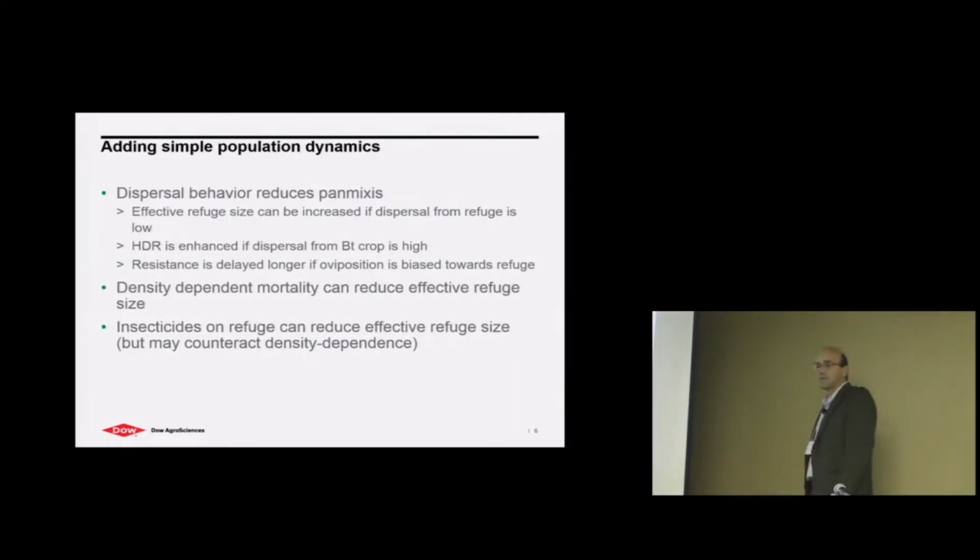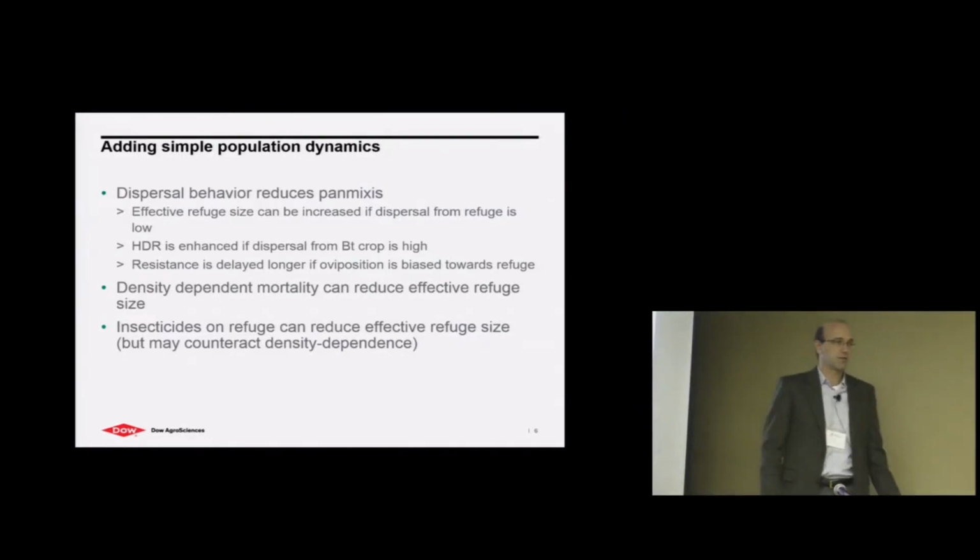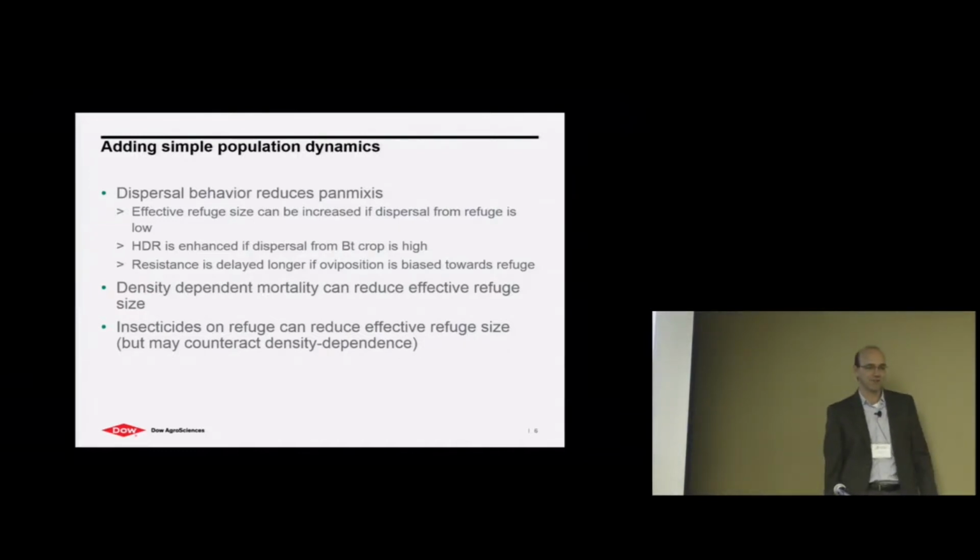So we learned all that from those simple models. And then we started to ask more interesting questions, and these are the questions I think we've been talking through this morning. Insect behavior, dispersal behavior. So this panmixis is not true. Exactly how does mating and oviposition affect things? So the effective refuge size could be increased if the dispersal from the refuge is low. Or the effective refuge size, as we've just heard, could be decreased if insects avoid it.